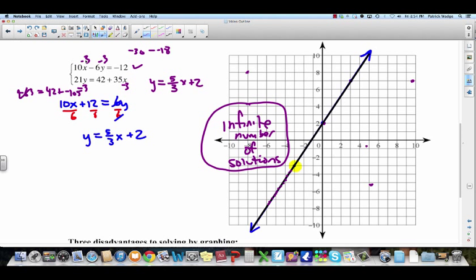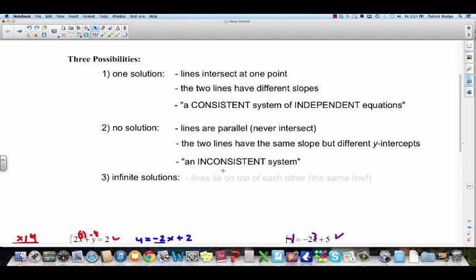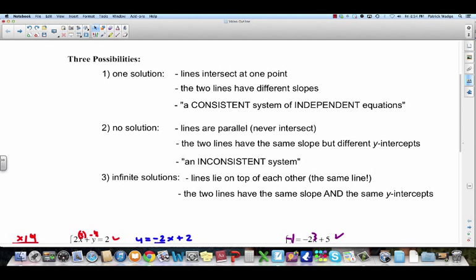This is the third case. So the third case is infinite solutions. This is when the lines lie on top of each other. In other words, it's the same line. The two lines have the same slope and the same y-intercept, obviously, because it's the same line.